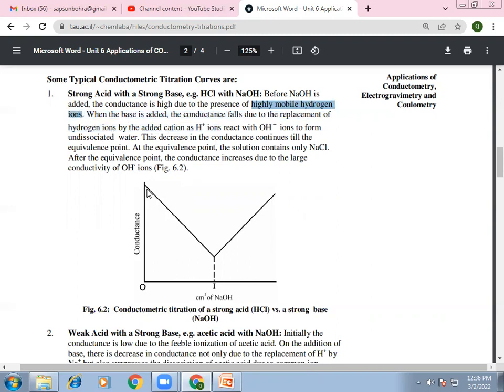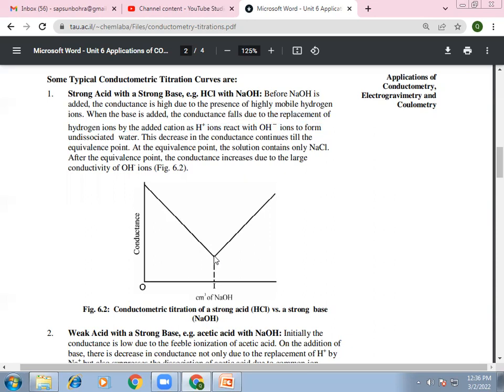Now, whenever we start adding the base, the conductance slowly decreases. You can see this. Okay, this is because of the replacement of hydrogen ions by the added cation. H plus ions are reacting with OH minus ions, and that will form undissociated water. So this decrease in the conductance will continue till the equivalence point. And here your equivalence point has arrived.